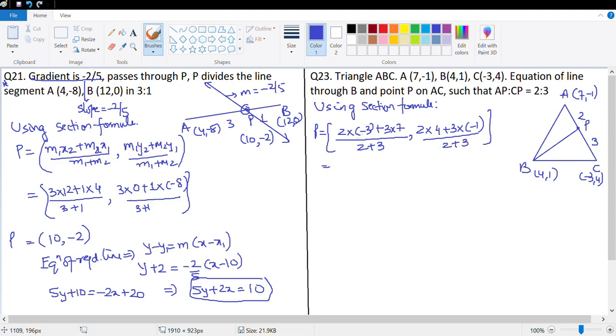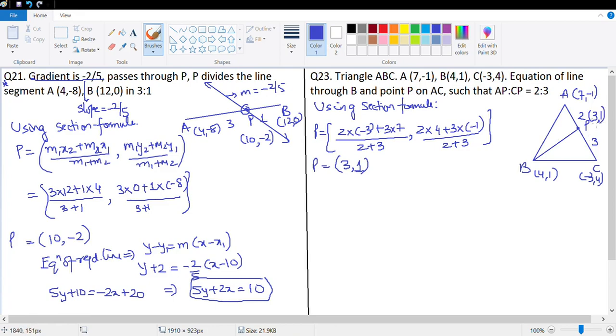So this is negative 6 plus 21, that's 15. 15 upon 5 makes it 3. Next, that's 8 minus 3, that's 5 upon 5, which is 1. Therefore, the coordinates of point P are (3, 1).